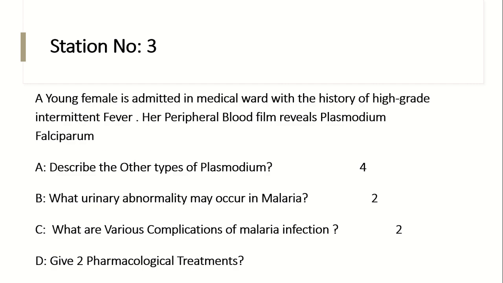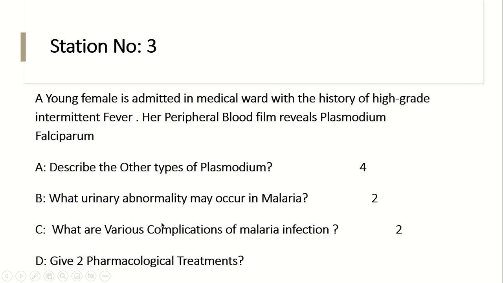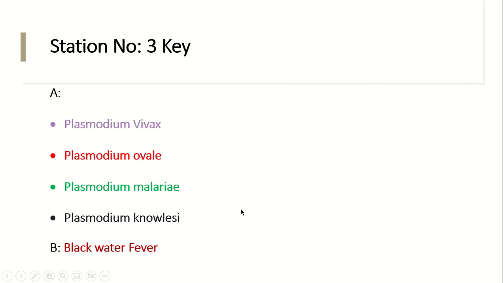So the first question was, what are the other types of Plasmodium besides Plasmodium falciparum? Plasmodium vivax, Plasmodium ovale, these are the 2 hypnozoite forms, Plasmodium malariae and Plasmodium knowlesi. What urinary abnormality may occur in malaria? This is called blackwater fever because of the hemolysis.